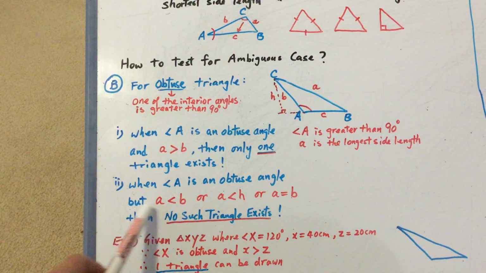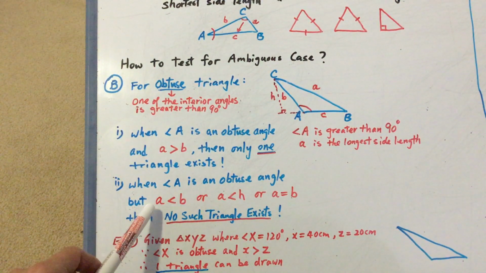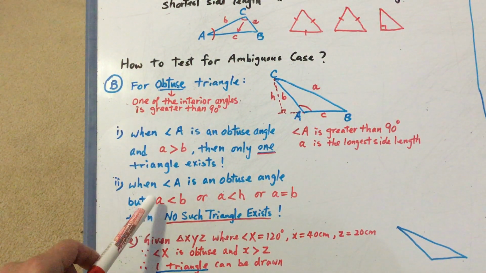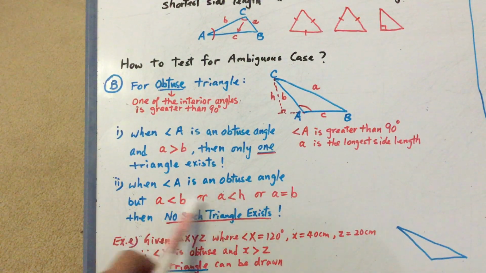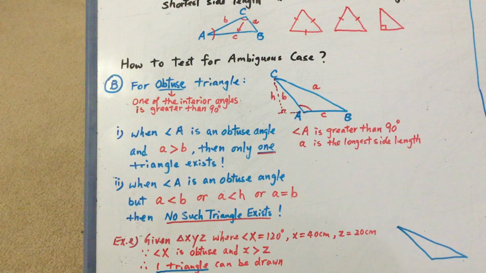So that's why I'm putting all the possible cases here: if A is smaller than any of these lengths, then no such triangle exists. You don't even have to worry about it.